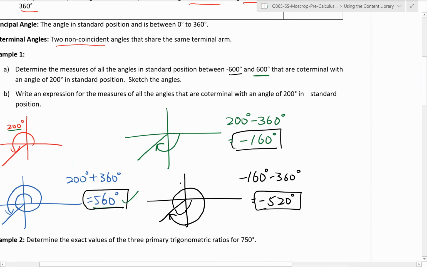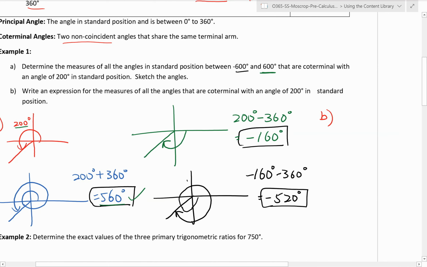Now finally, part B. Part B asks us to write an expression for the measures of all the angles that are coterminal with an angle of 200 degrees in standard position. So really what we were doing was we started with 200. We either add or subtract 360 degrees. So what we do is we go 200 plus or minus 360 times natural numbers. Okay, I don't know if you remember what natural numbers are.